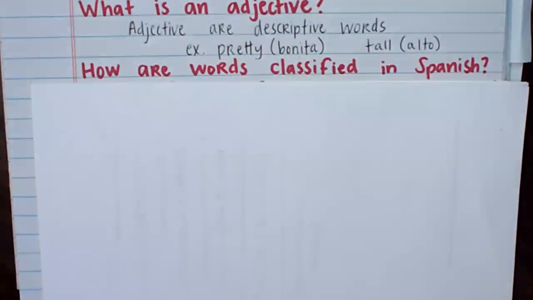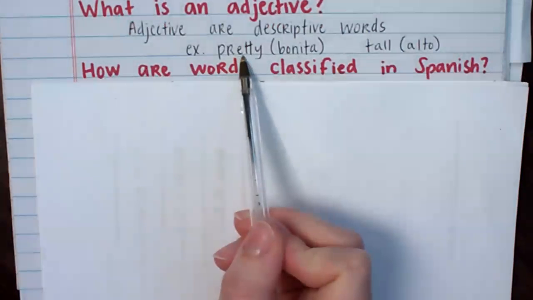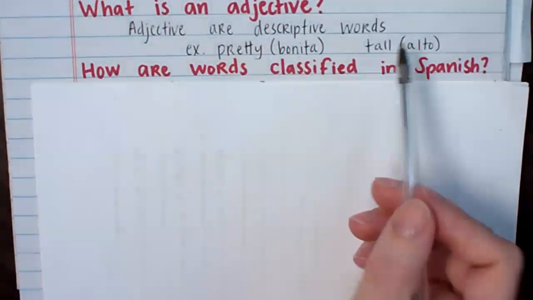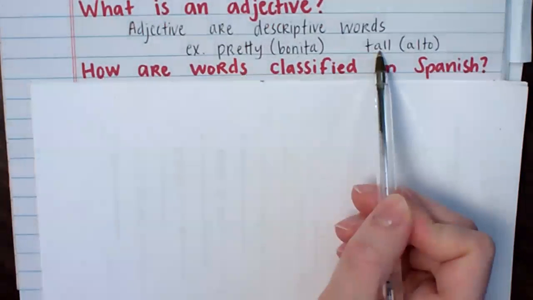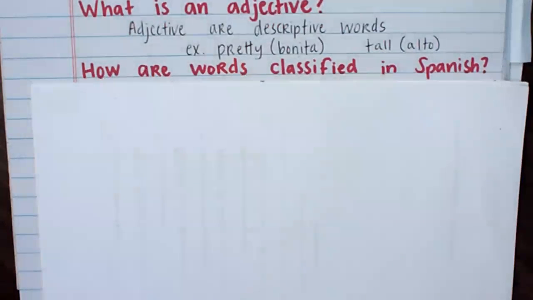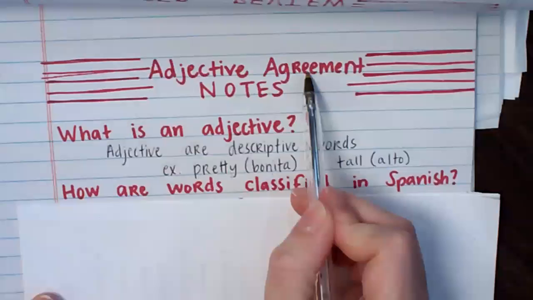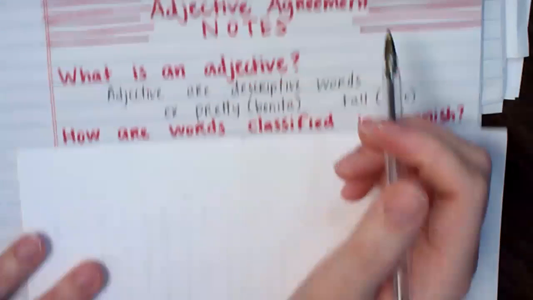Okay, so in Spanish, we have to worry about some additional classifications that we don't worry about in English. So in English, I can use pretty for a girl or a boy, and I can use tall for a girl or a boy without changing the spelling. But in Spanish, we have to make sure that our adjectives are in agreement with our subjects.